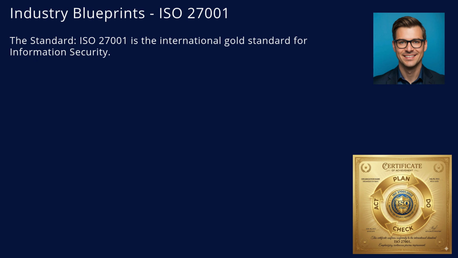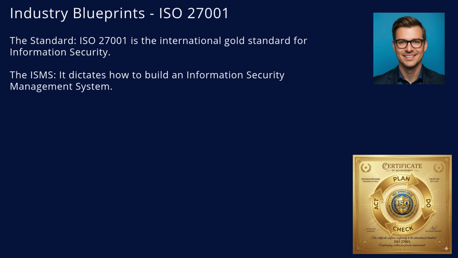When we seek assurance, we do not reinvent the wheel, we use established standards. The most prominent global framework is ISO 27001, the international gold standard for information security. ISO 27001 does not tell you which firewall to buy. Instead, it dictates how to build a robust information security management system, or ISMS, which governs all your security processes.